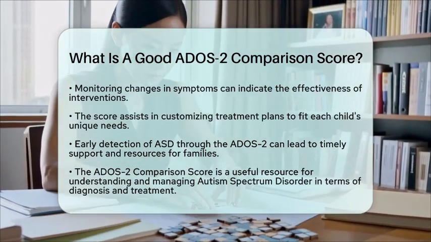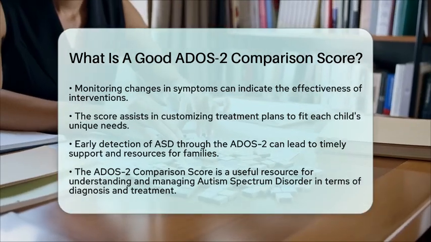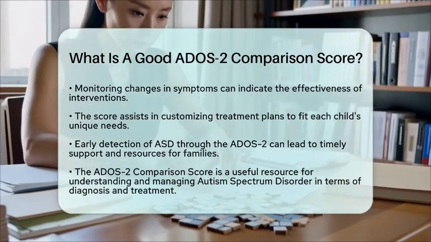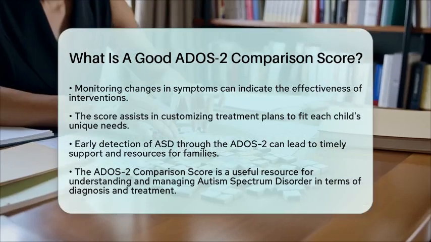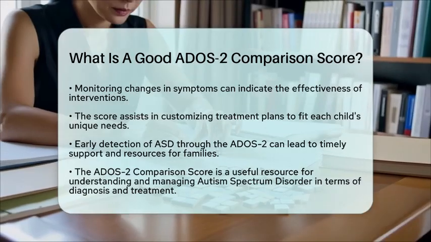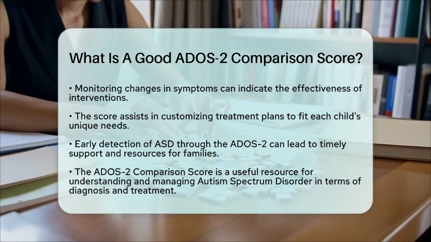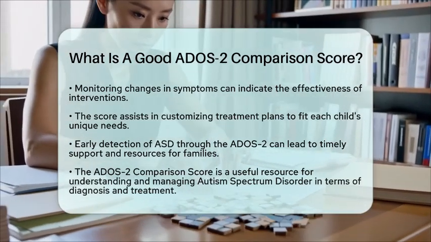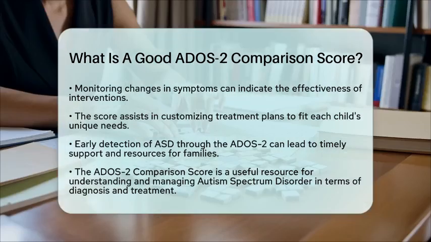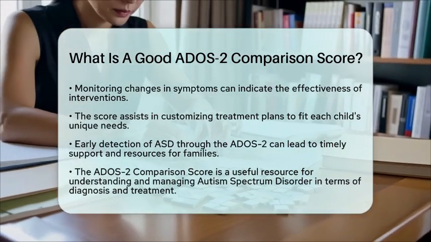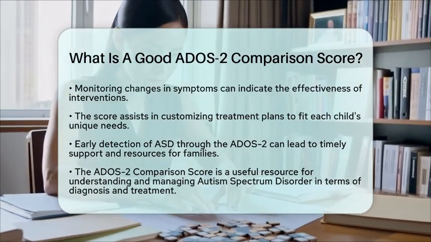In summary, a good ADOS-2 comparison score is one that reflects fewer symptoms of autism spectrum disorder. However, it is essential to consider each child's individual context. The ADOS-2 comparison score is a helpful resource for understanding and managing autism spectrum disorder, guiding both diagnosis and treatment.